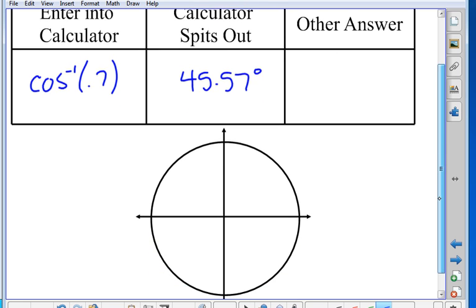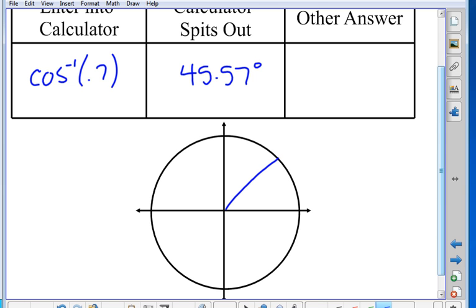Okay, I'm going to think about my unit circle here. 45.57 degrees is right about here. Okay, cosine is your x value, so you need to think about where else you would have the same x value. So I'm looking for where else I would have this same distance right here of 0.7. And then think about this also. Cosine is your x value, so you're going to flip that angle over the x-axis. And when I flip that angle over the x-axis, it will end up down here. So this distance is also 45.57 degrees.